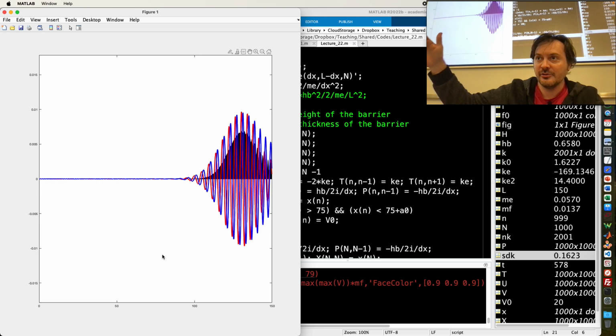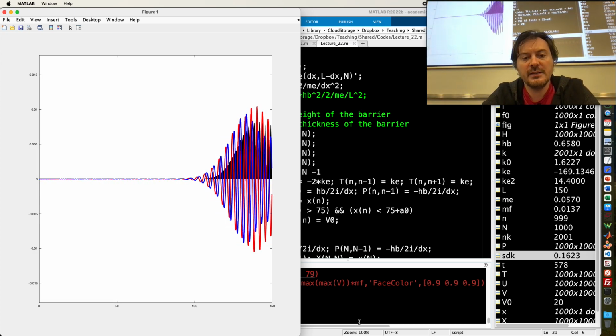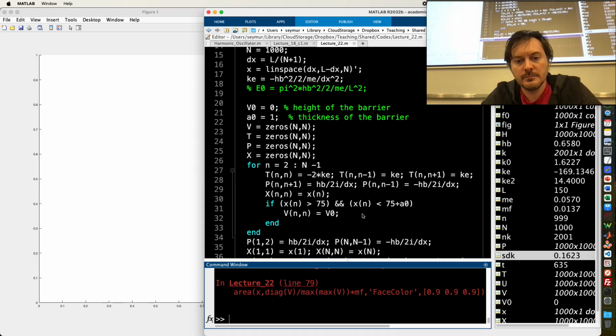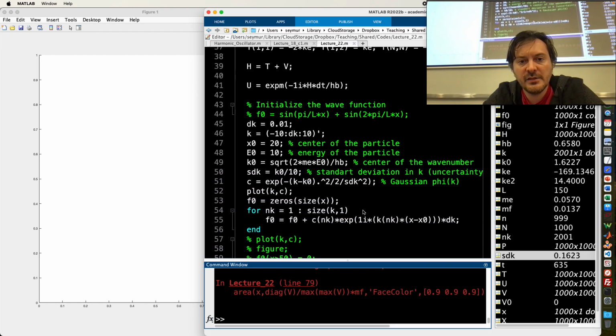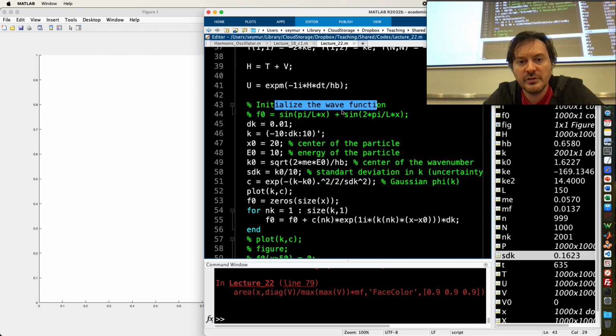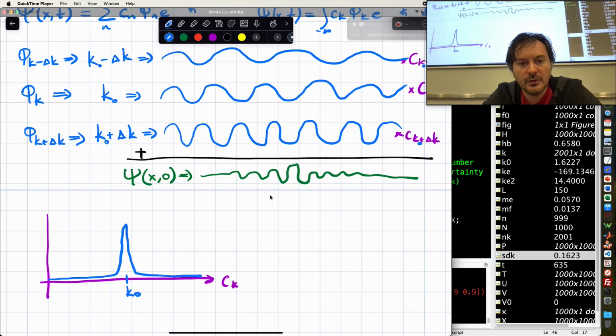As you can see, we do have a particle that is moving in one direction, and it's like a package, a wave package. So let's see how we got it. We initialize the wave function. Instead of giving sines and cosines, I'm giving this range in k. Do you see? So let me switch to the notes.